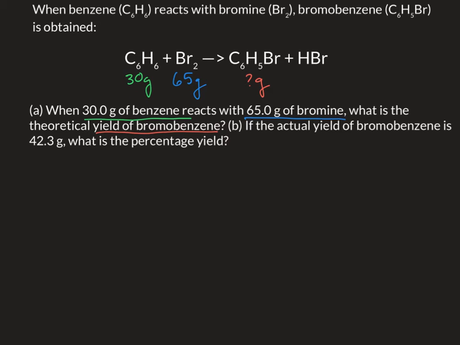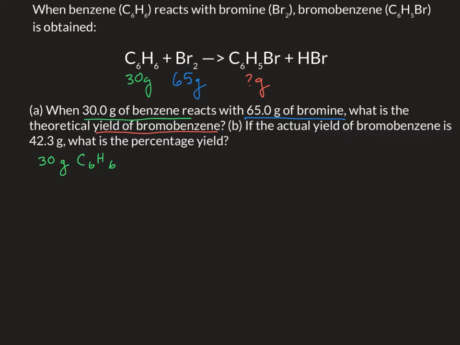So this is a limiting reactant question, guys. We want to know between these two reactants, which one is going to limit how much we can make, because that, in theory, is going to be the most amount of bromobenzene we can form. So let's start off with our benzene. For our benzene, we have 30 grams. 30 grams of benzene.